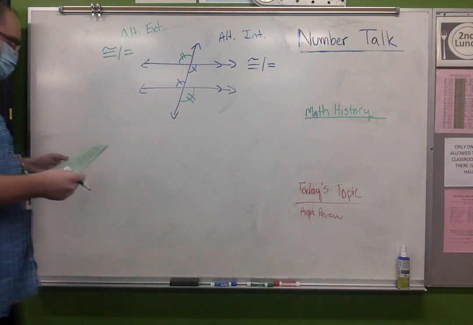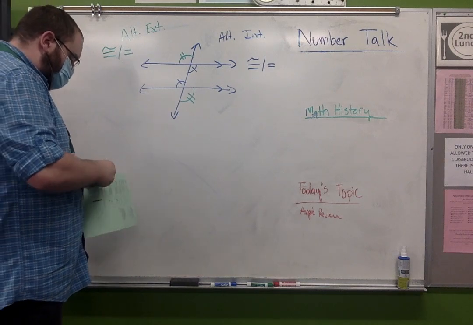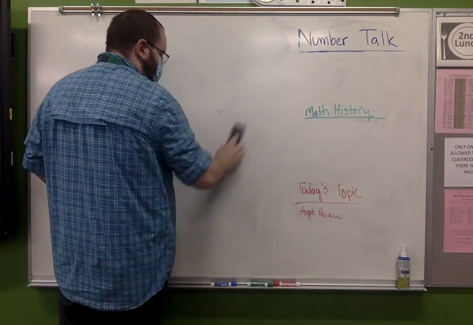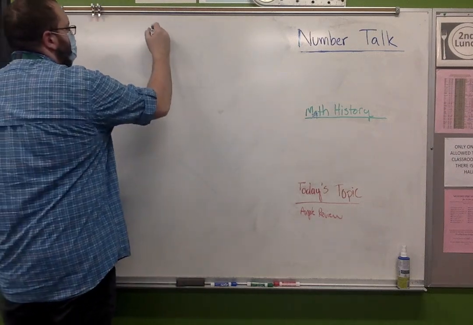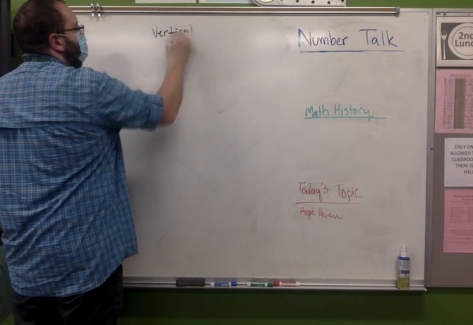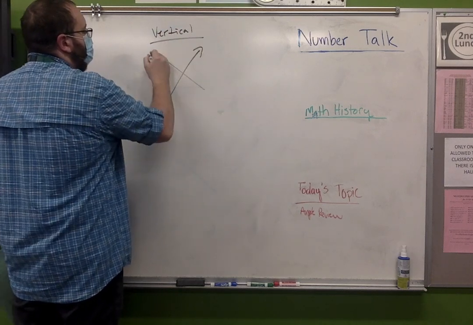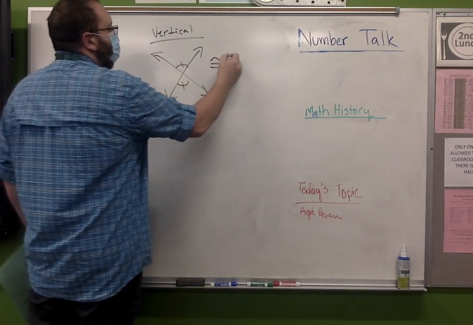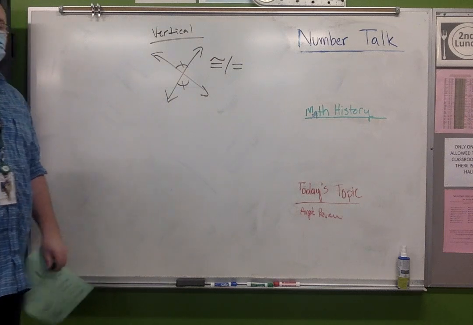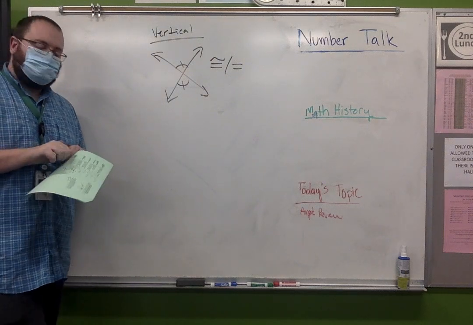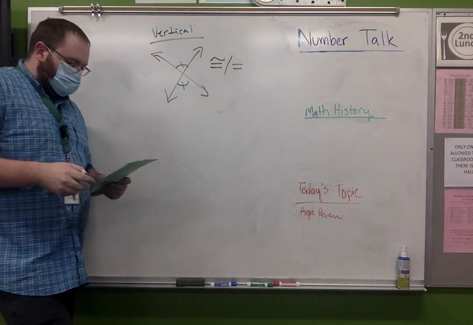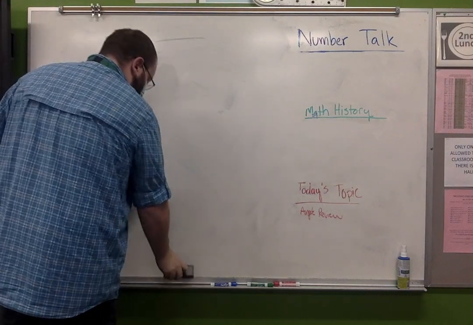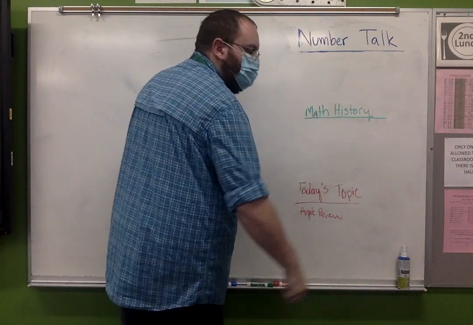Then we have, let me erase this and we'll do another one. Oh, I forgot to tell you. Vertical angles. I know I already said this, but vertical angles, these right here. Vertical angles are also congruent and have equal angle measure. Okay. Sorry, the black is running out.